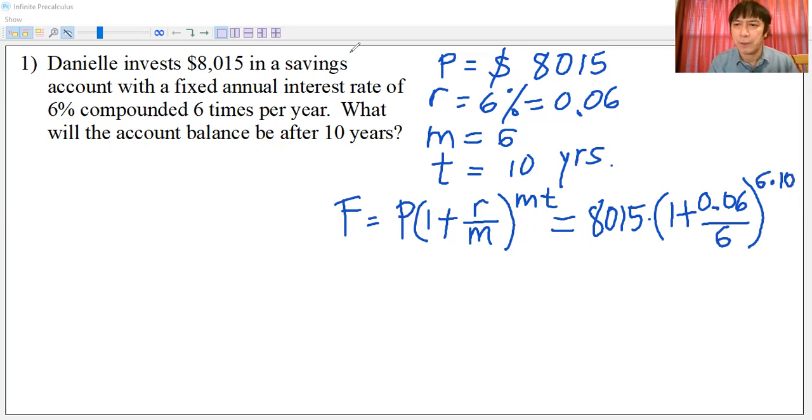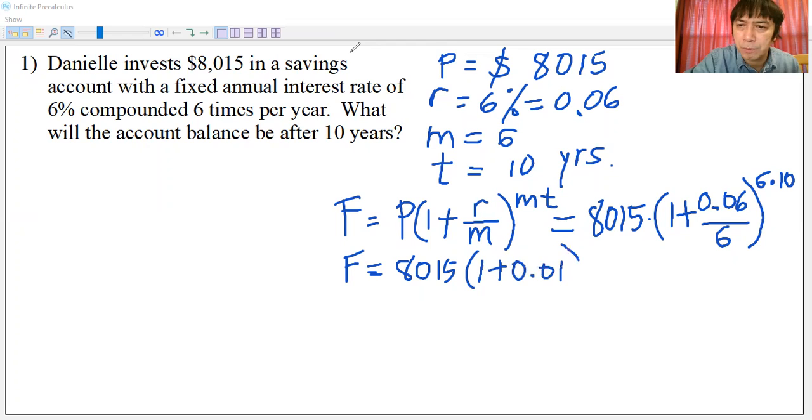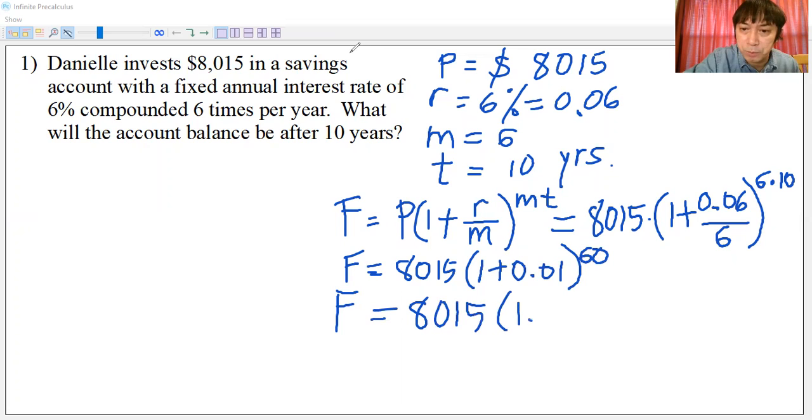Okay, so we can now simplify our numbers. So 0.06, you divide that by 6, that will be 0.01. So this is equal to 8015 times the quantity 1 plus 0.01 raised to the power 6 times 10, that's 60 there. So F is 8015 times the quantity 1.01 raised to the power 60.